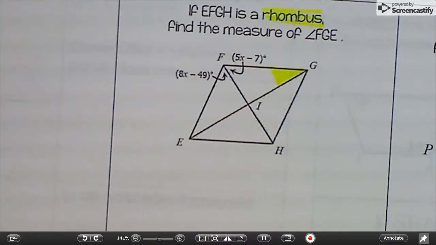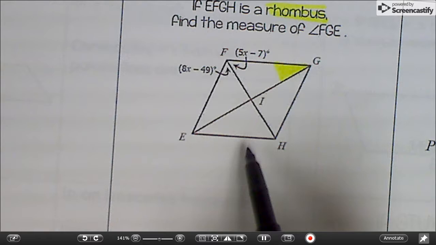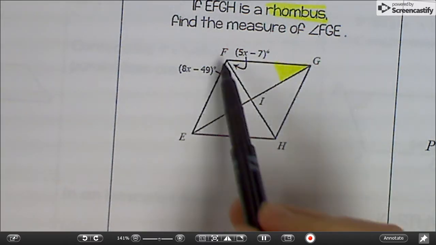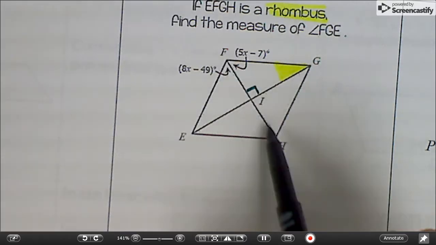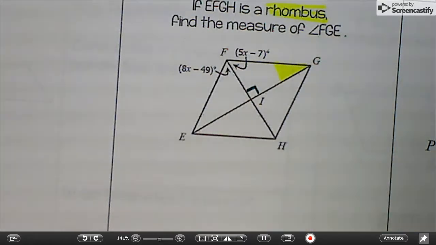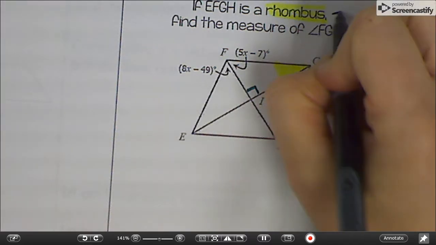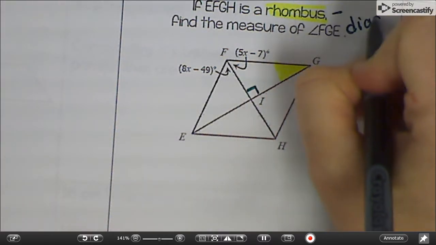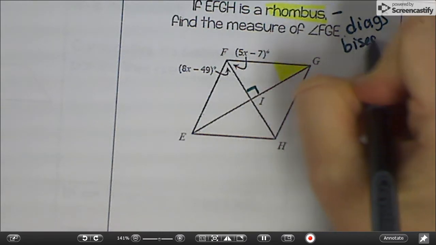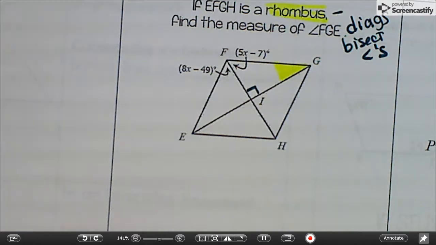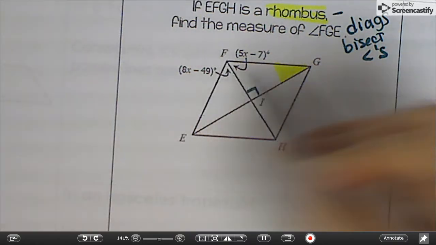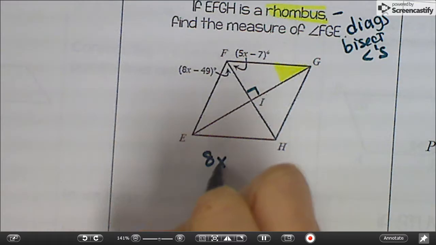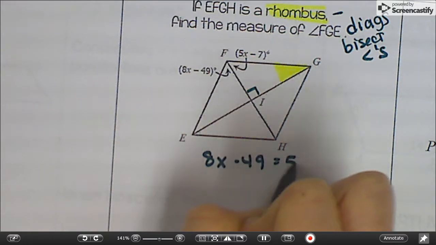All right, so in a rhombus, we know that all the sides are congruent. We know the diagonals are perpendicular. We know that diagonals bisect each other and all those kinds of things. But the one we want to use here is that in a rhombus, diagonals bisect the angles. And bisect means cut in half, which means that these two pieces have to be equal. So our equation would be 8x minus 49 equals 5x minus 7.